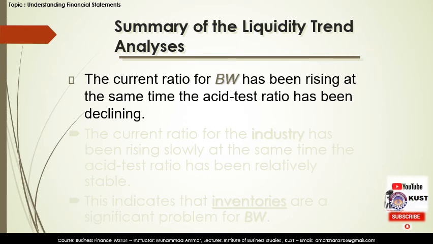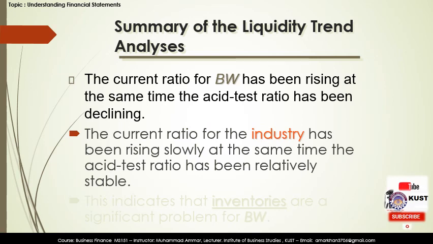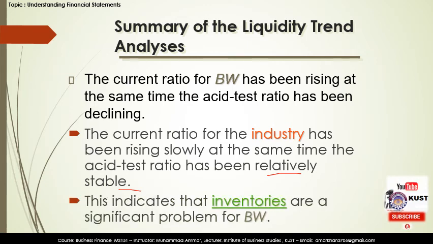Summary of the liquidity trend analysis. The current ratio for Basket Wonder has been rising. At the same time, the acid test ratio has been declining. Yes, we have practically found that. The current ratio for the industry has been rising slowly. At the same time, the acid test ratio has been relatively stable. Yes, we've seen that in the previous slide's trend analysis graph. This indicates that inventories are a significant problem for Basket Wonder.